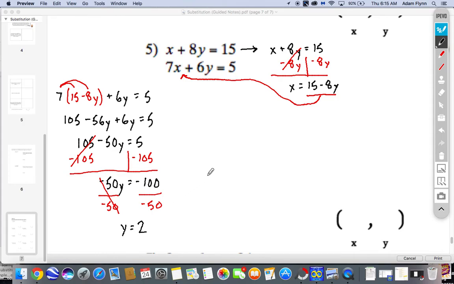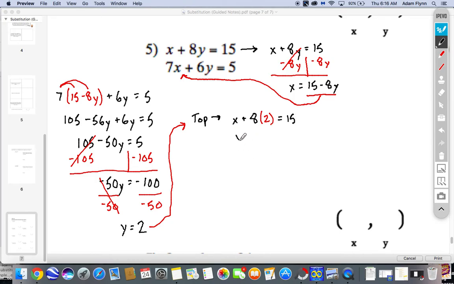What I am going to do now is pick either my top or bottom equation. You could also use this manipulated equation over here if you would like. It doesn't matter. We've got three options. All should give us the same answer. So I am going to choose the top equation, and I am plugging this 2 in for y in the top equation. So I've got x plus 8, instead of y, I have 2, equals 15.